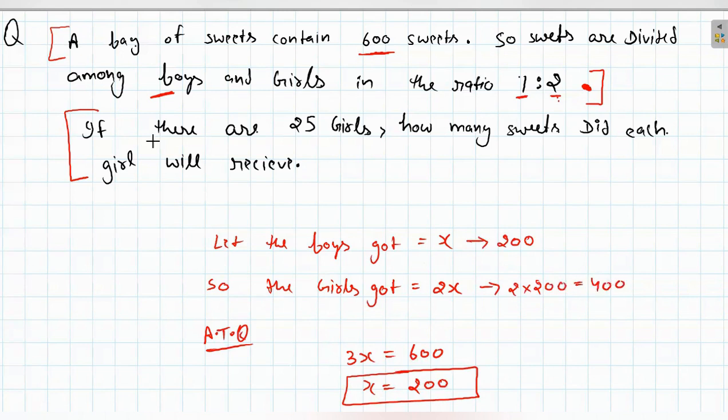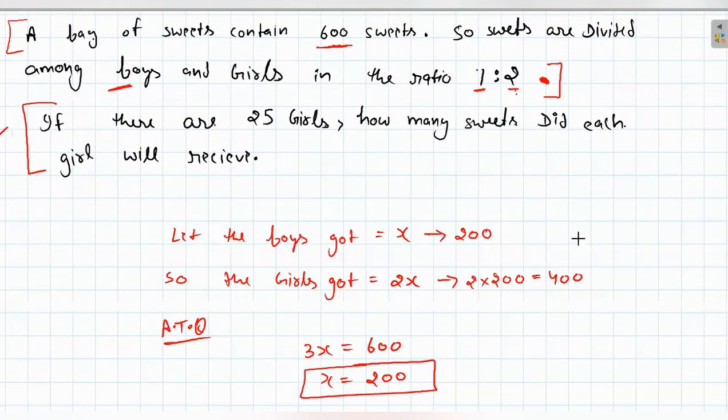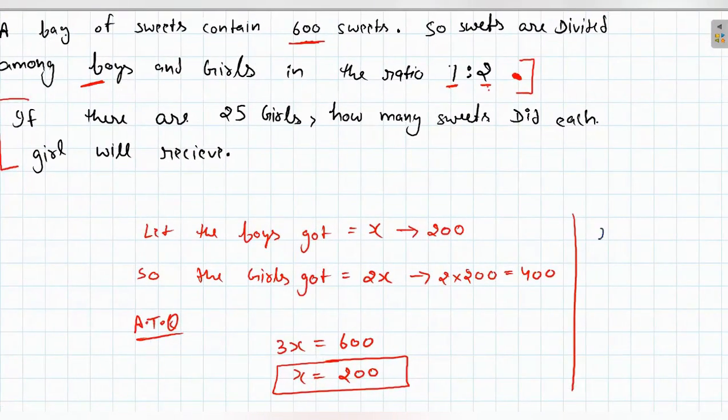Perfect, 400. Now we are moving to the next step. This is the second question they have asked: if there are a total of 25 girls, how many sweets did each girl receive? So this 400 is divided among 25. If you divide 400 by 25, you will get the share of each girl. Yes or no?